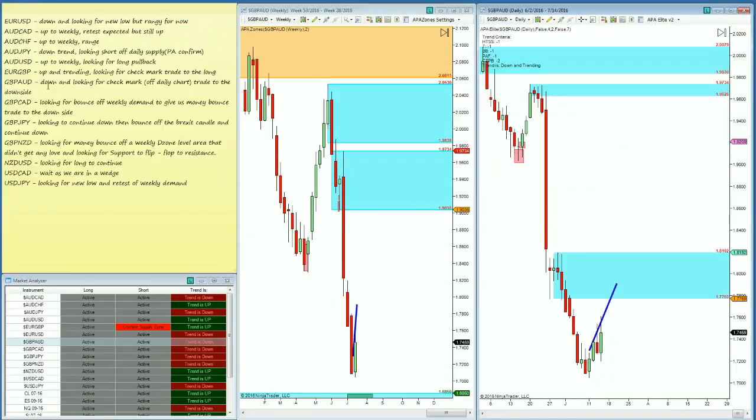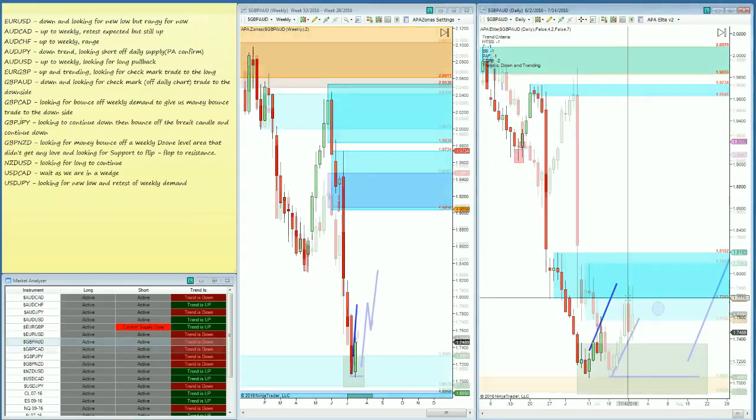Here on the notes, down and looking for check mark off daily chart, trade to the downside. That's basically what we're looking for still. We're just waiting for this price to get to this level here on the daily. Wait for our price action to confirm our sellers in control again, and then here we hop on.